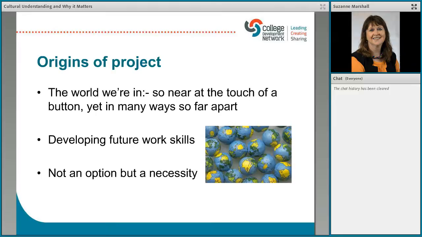So it's aimed at staff to help them develop and enhance their own cultural intelligence, but it's also there to help students, or to help you help your students, to develop in this area as part of their learning and teaching, but also for employability, for a future work skill that the students that you have in your classes today are going to need in the future.